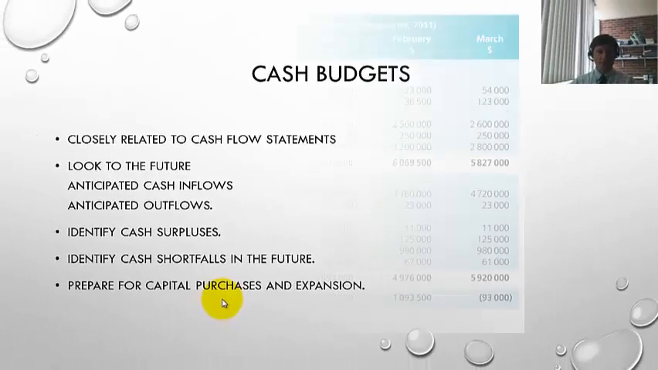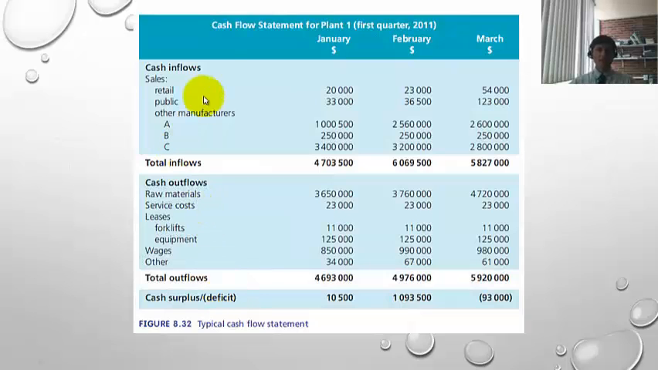Here's an example of a cash flow statement. That's the historic one. So the cash inflows is money coming in. You can see here we've had some sales and a very big income here from our three big manufacturers, but A and C are the bigger ones. Total inflows there, and from that we take away the total outflows. We can see that we've had a small cash surplus here. Right? So that has been derived by taking that figure away from that.